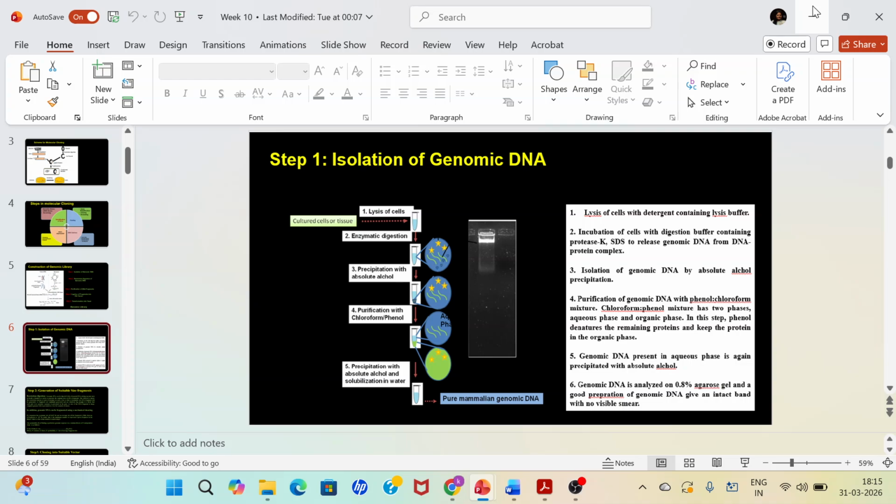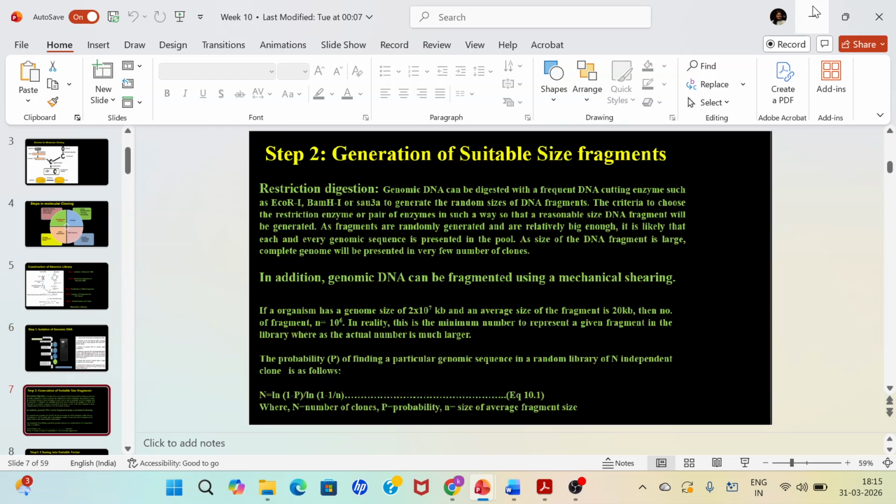While you are precipitating in absolute alcohol, the alcohol must be completely removed after precipitation, otherwise it will hinder your reaction. It will cause problems for the further amplification and all steps. Okay. Then after that, suitable size fragments should be generated using the restriction digestion enzymes. In addition, genomic DNA can be fragmented using mechanical shearing also.